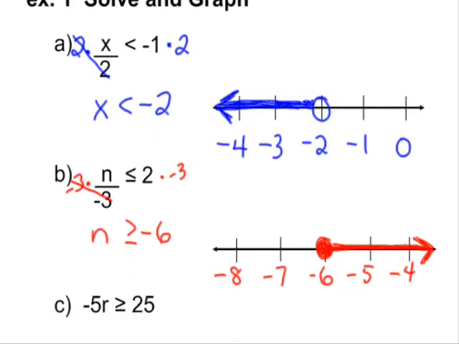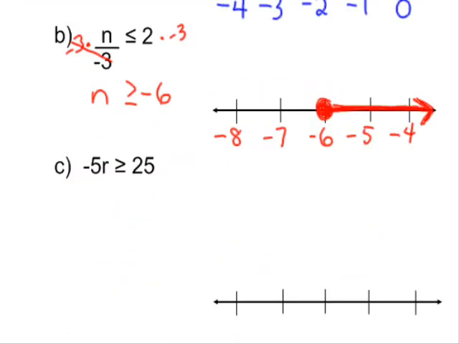Our last example involves some multiplying. We have negative 5 times r is greater than or equal to 25. This time, since r is being multiplied by a negative 5, we will divide both sides by negative 5. And like our important statement says, when you divide by a negative number, like we're doing here in example C, we're going to have to flip our inequality. So it's going to change from greater than or equal to into less than or equal to. R will be alone on the left. 25 divided by negative 5 is negative 5. So we're going to have negative 5.